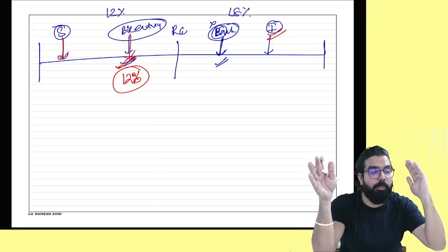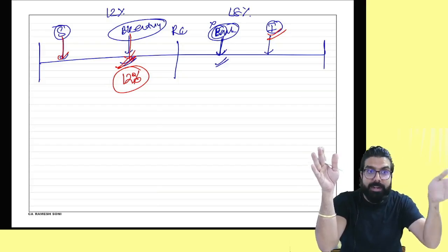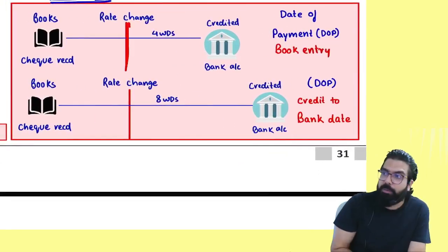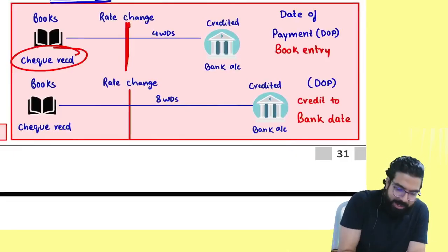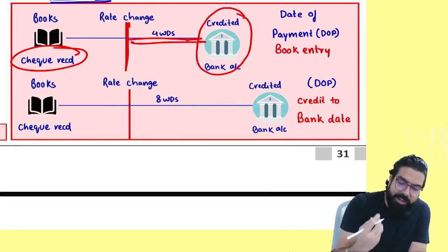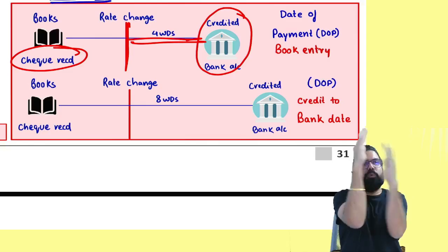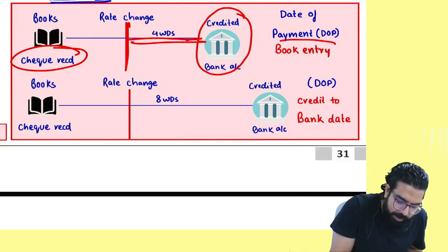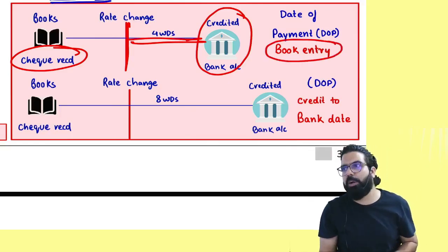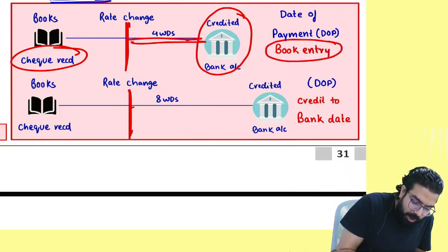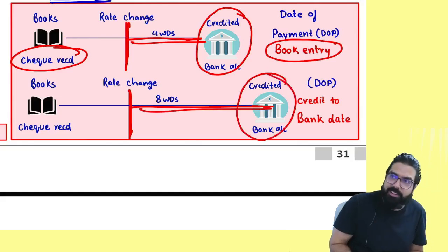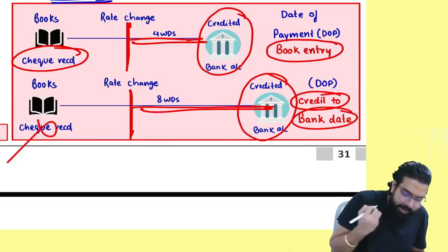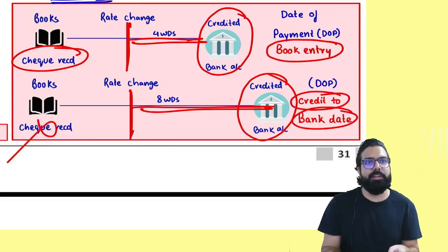And hence you know what government went ahead and told. It will never be book entry or credit in the bank account, whichever is earlier, if rate change happened. If you have received a check, make sure within 4 days the check gets credited in the bank. If within 4 days the check gets credited, then it is book entry or credit, whichever is earlier. It means book entry will be taken as your date of payment. But if check got credited after 8 working days, then it will always be date of credit in the bank account. Book entry will not be taken. Did you guys understand this?